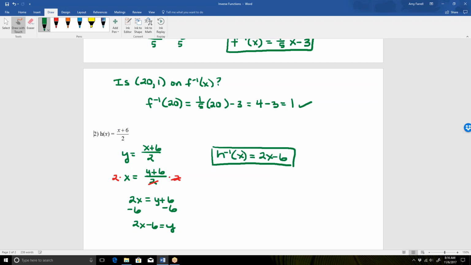Now I'm going to do the same thing. I'm going to do a quick check here. So this is the way I like to check to see if I've done this correctly. So I need to find a point on the original function. How about I pick 0? That's a good one to plug in. 0 isn't too bad. Okay, so I'm going to find h of 0. And h of 0 would be (0 plus 6) over 2, which would be 6 over 2, which is 3. So this means that the point (0, 3) is on the graph of h.